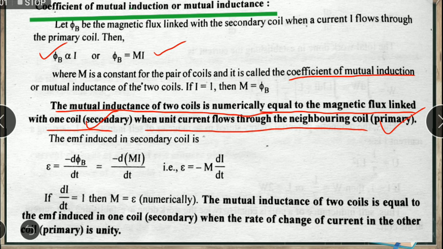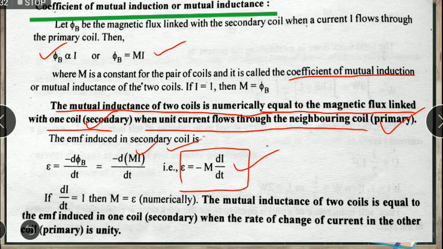Okay, next, what happens to the EMF induced in the secondary coil, not in the primary coil? EMF will be induced in the secondary coil. According to the definition, or from Faraday's law, E is equal to minus dΦ by dt. Substitute the value of Φ as MI, so I get the equation E is equal to minus M dI by dt.